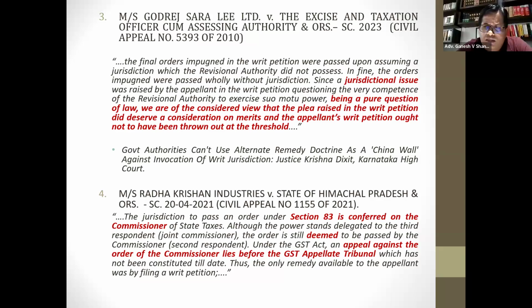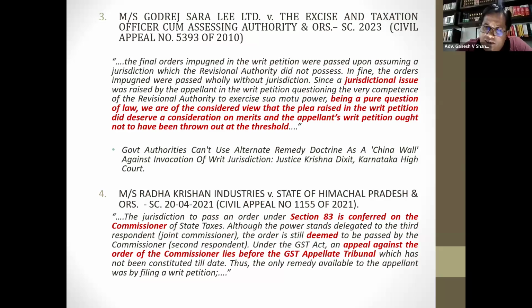Then GST matter, one more, Radhakrishna Industries versus State of Himachal Pradesh, 2021, where Justice Chandrachud had made a very beautifully written judgment. One of the paragraphs where he says the jurisdiction to pass an order, it's a very sensitive or very difficult thing to observe, but it went past the High Court. High Court rejected the petition after it reached Supreme Court.